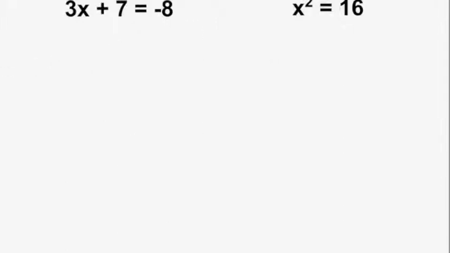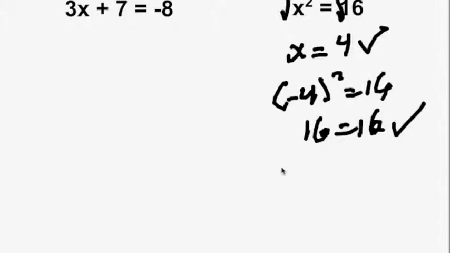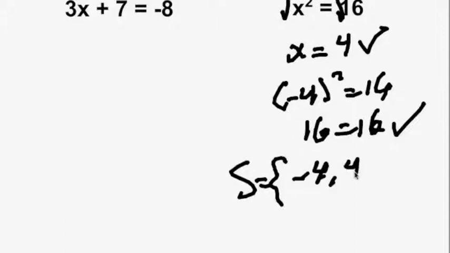So on this next equation, what you want to be careful of is you cannot just square root each side, because if you square root each side, then you get x equals 4. And while that is true, if you plug in negative 4 to the equation, you still get 16 equals 16, which is true. And so you have to be careful of this when you square root each side of an equation. You have to do plus or minus square root, so you know the solution set is negative 4 and 4.